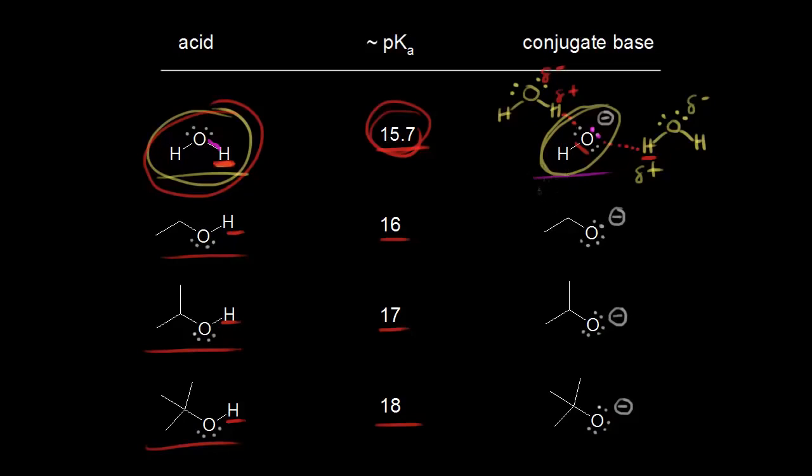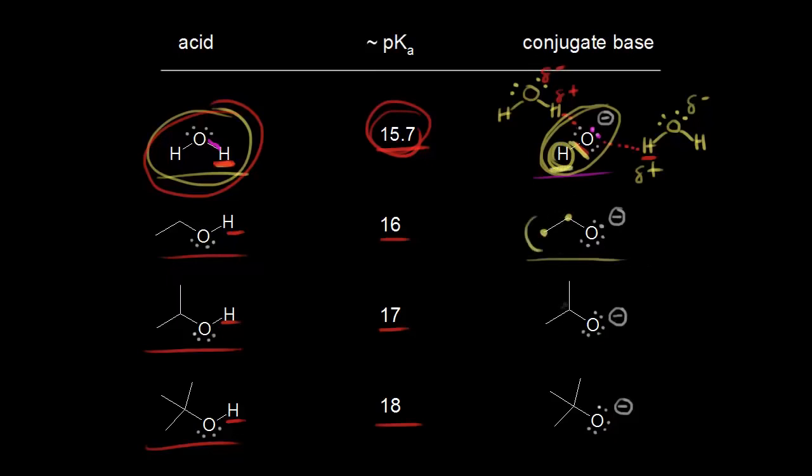And that's because of something called steric hindrance. So attached to this negatively charged oxygen, we have a really small little hydrogen. When we look at the other conjugate bases, so this is the ethoxide anion, which is the conjugate base to ethanol. We have a CH2 here, and then we have a CH3. CH2 and CH3 take up more space than this hydrogen.